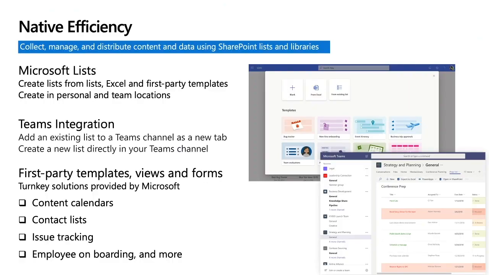offer. So with native efficiency, Microsoft Lists is the core center of the business app scenarios. You can create a list from a list, if you have a list already, so you want to bring the data structure together into a new list, or you can also create a list from an Excel file. Sometimes we use Excel a lot, and you might want to transfer the data into a list. And we're also going to have a lot of first-party templates available pretty soon, so you can choose a template instead of starting from scratch.